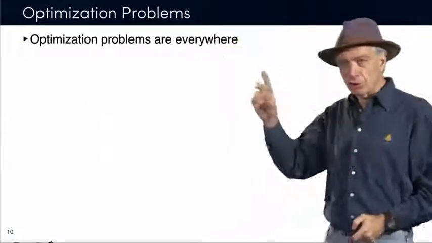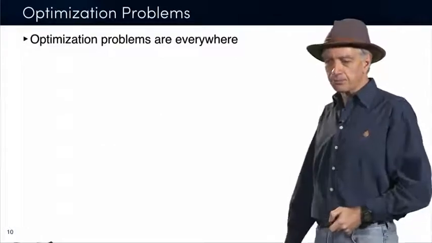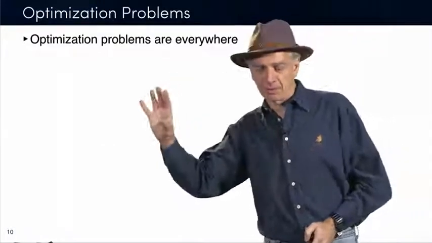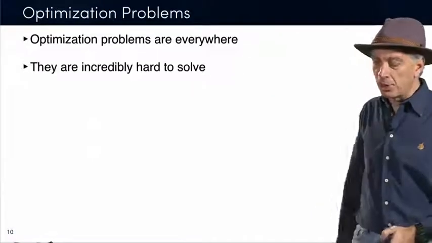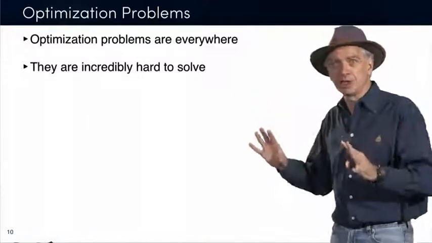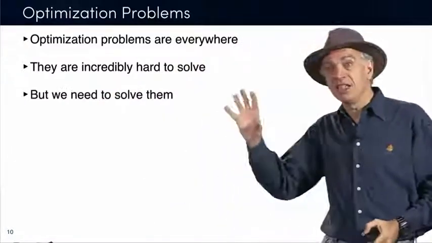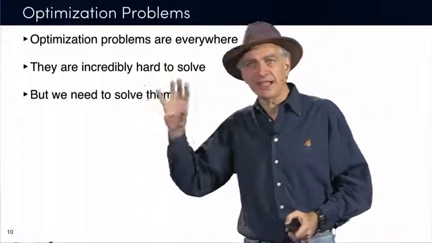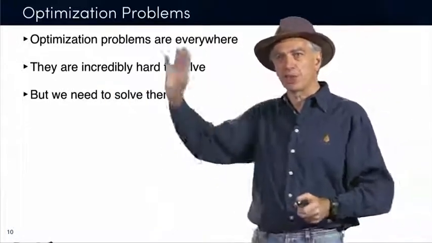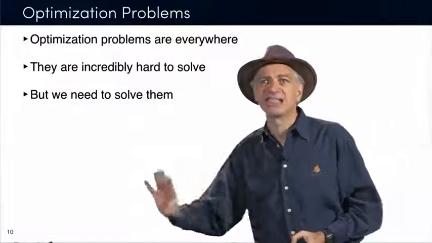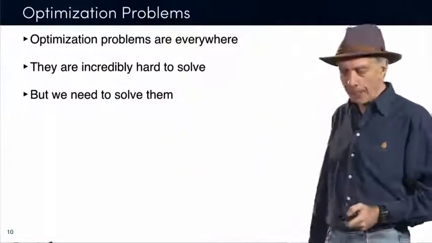So let me try to summarize what we have said so far. Optimization problems are everywhere. Now we know from theory that they are incredibly hard to solve. But we also know that we need to solve them, and we'll see techniques to try to push this exponential or lower our standards as little as possible.